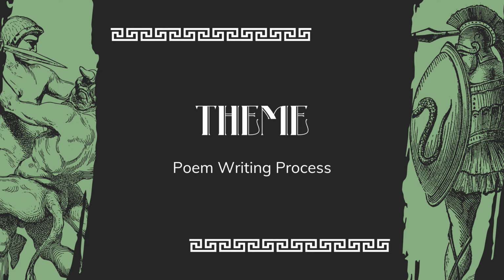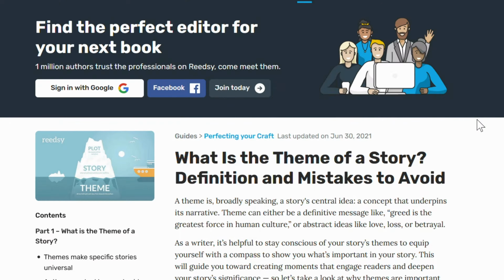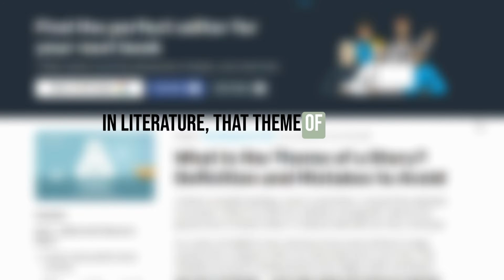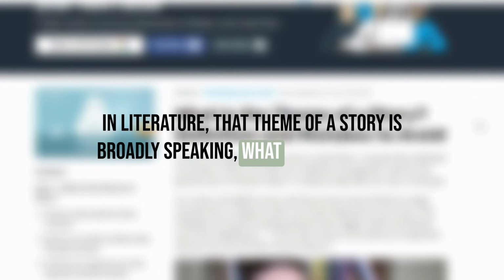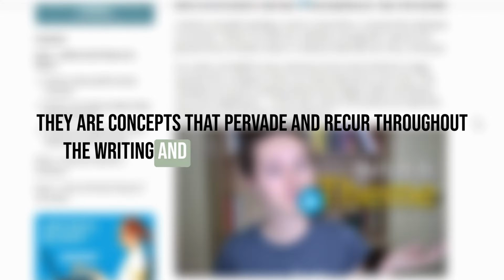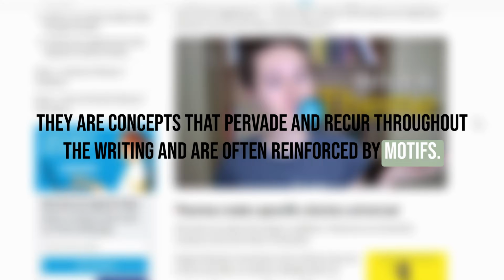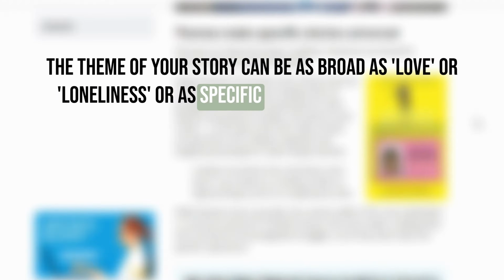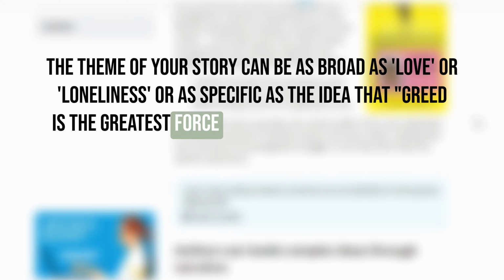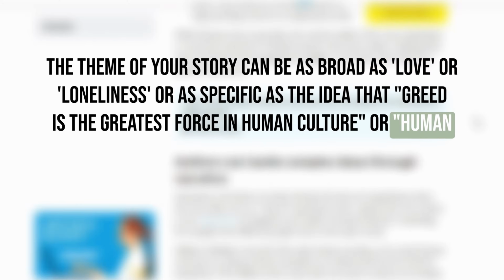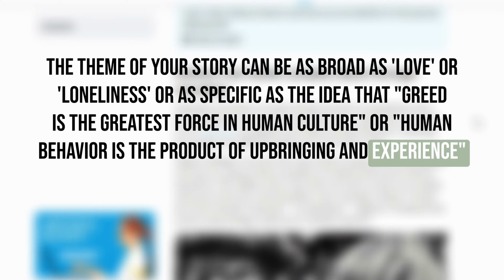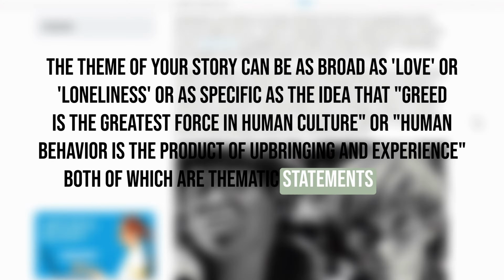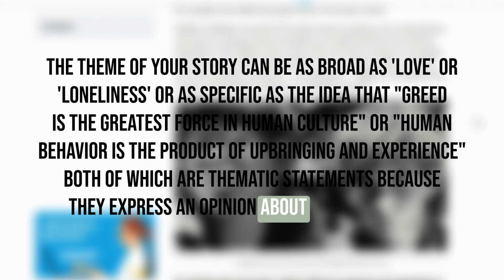Step 3. Theme. Why is it significant in literature? Well, the folks over at Reedsy's blog have this to say about it. In literature, the theme of a story is, broadly speaking, what a book is about. They are concepts that pervade and recur throughout the writing and are often reinforced by motifs. The theme of your story can be as broad as love or loneliness, or as specific as the idea that greed is the greatest force in human culture, or human behavior is the product of upbringing and experience, both of which are thematic statements because they express an opinion about the main theme.